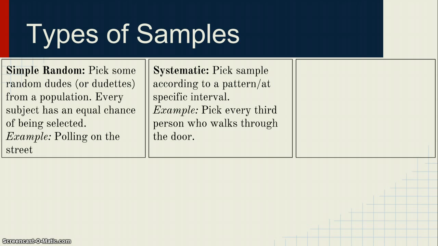The idea with a systematic sample is you have a system in place, a pattern that you're following that determines who you're going to pick. Okay, so it's similar to the random sample, but it's a little more structured in that you're going to pick, like I said, every third or every eighth or every second or every 11th kid that comes by. That's the idea there.